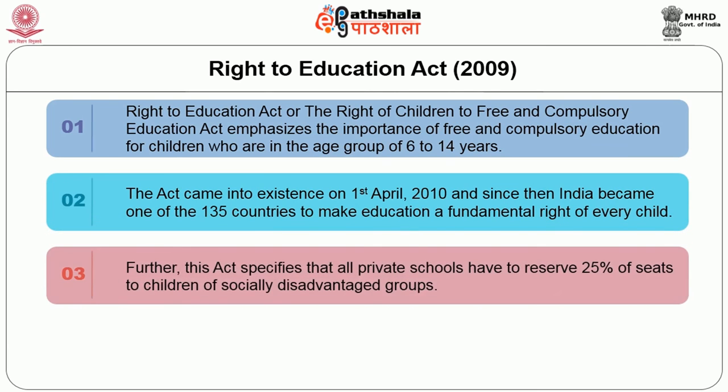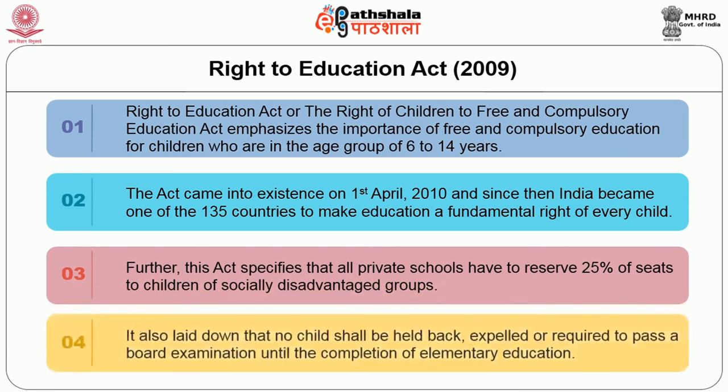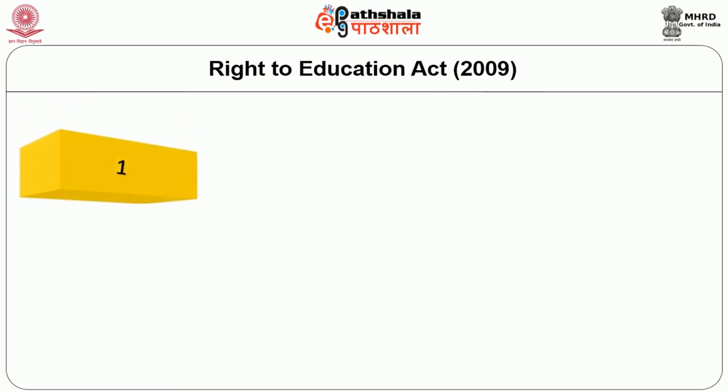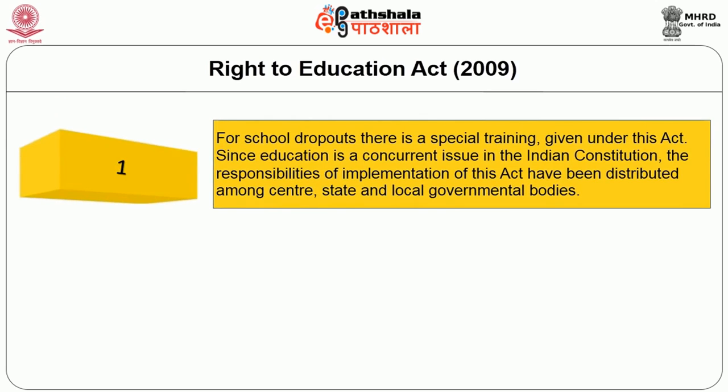Further, this Act specifies that all private schools have to reserve 25% of seats for children of socially disadvantaged groups. It also laid down that no child shall be held back, expelled, or required to pass a board examination until the completion of elementary education. For school dropouts, there is a special training given under this Act.